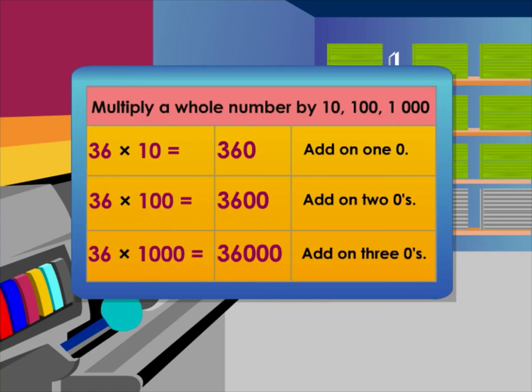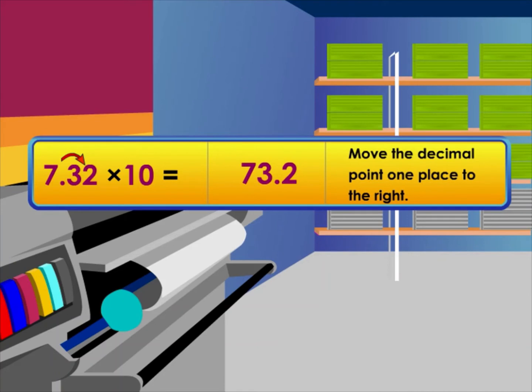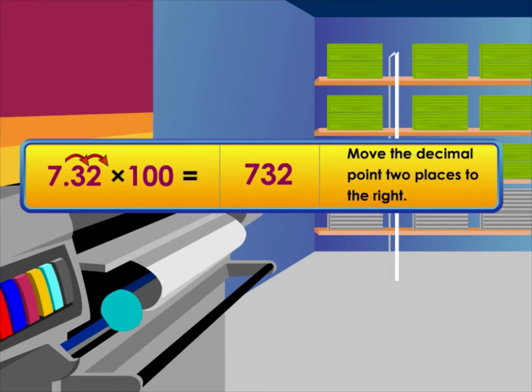How do we multiply a decimal by 10, 100 and 1000? Look at the examples. 7.32 times 10 is 73.2. We move the decimal point one place right. 7.32 times 100 is 732.